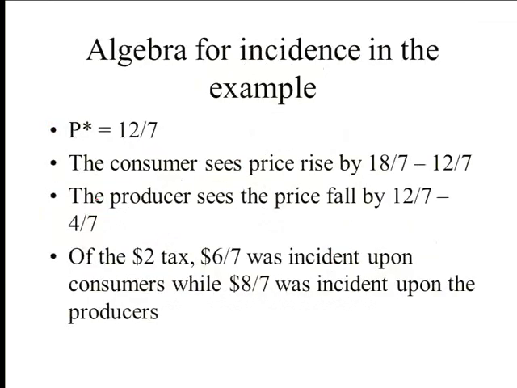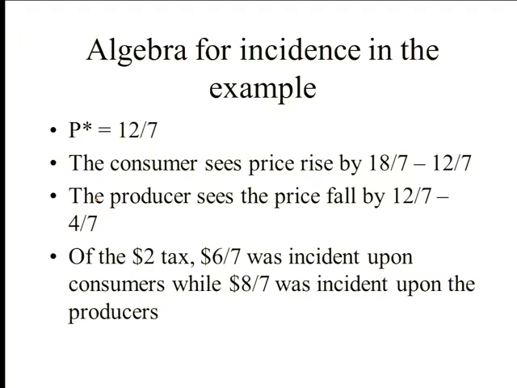So in our example, P star was 12 over 7. The new price to the consumer was 18 over 7. So 18 over 7 minus 12 over 7 is 6 over 7. And that is the amount by which the price rises for the consumer. So 6/7 of a dollar was incident on the consumer. The producer sees his price fall from the original price, 12 over 7, to the new price, 4 over 7. And so he loses 8 over 7. That's incident on him. You add the two of them together, and they better add up to the total amount of the tax.